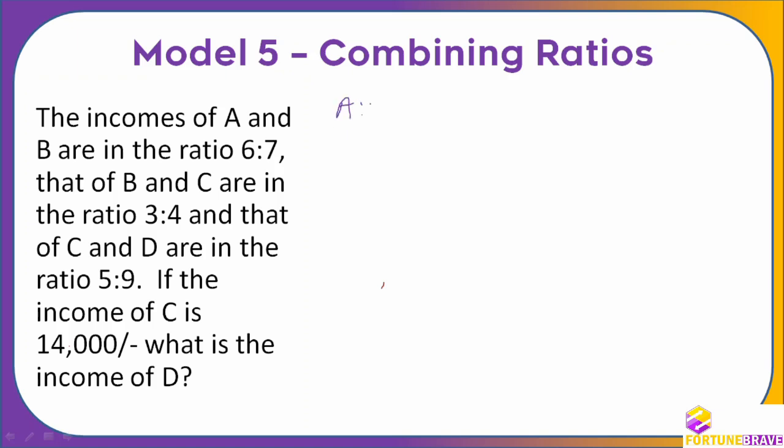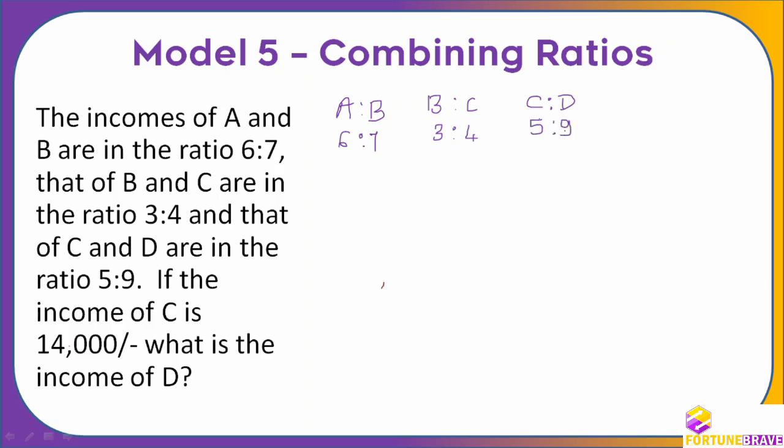What they have given, A is to B ratio is given 6 is to 7. Now B is to C is given. B is to C is how much? 3 is to 4. And C is to D. Now there are 3 combining ratios. We have to combine 3 ratios, or we have to compound 3 ratios.